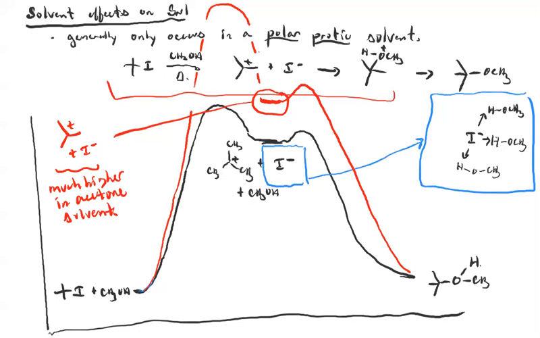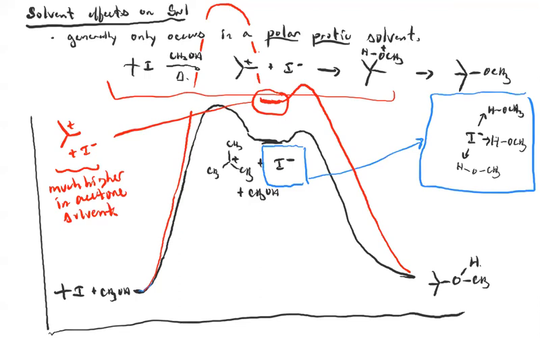Remember that this first step is an endothermic process, right? I'm breaking a bond. It costs me bond enthalpy. The transition state is going to look more like the species that's closest in energy, in this case, the carbocation plus I minus. And so anything I can do to stabilize those two intermediates will lower the energy of the transition state and increase the rate. Yeah, Caroline.